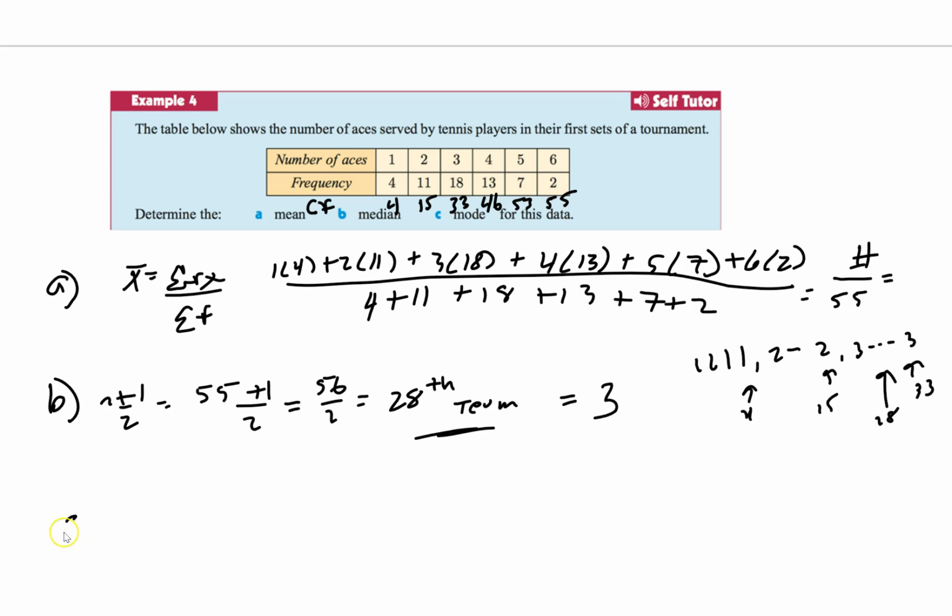And then C here, find the mode. Easiest thing in the world, just look at the one that has the most values, the highest frequency. That is 3 also. So that's how I do it by hand. Now let's do this with the calculator.